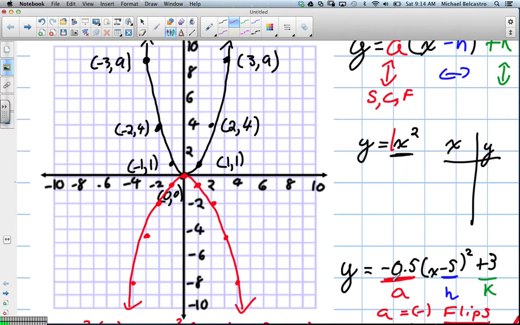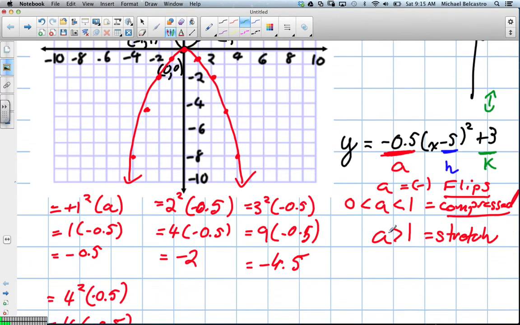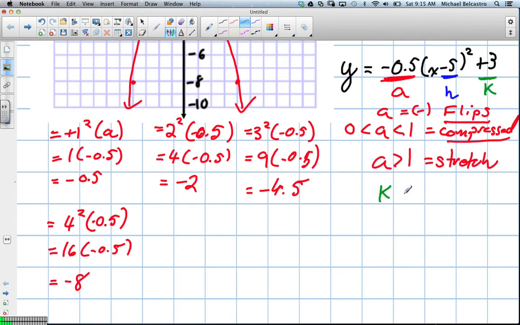But that's only the A movement. We still have to do the H and the K. Now, luckily, the H and the K are a little easier. K deals with moving it up or down 3 points. Because K is positive 3, when K is a positive number, we move up. When K is a negative number, we move down. So it works out great.